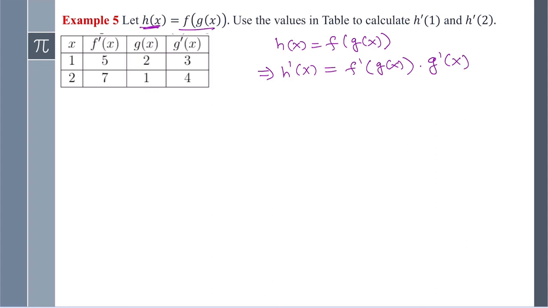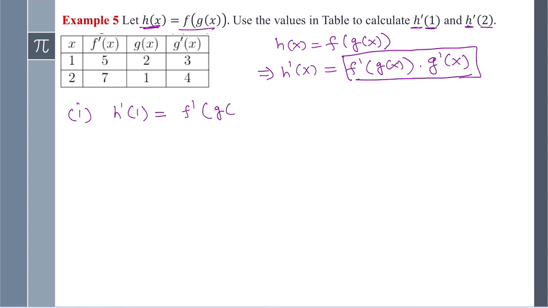Now we are asked to find the derivative of h at 1 and the derivative of h at 2 using that table, okay? So let's do the first one. The first one that we have is h prime of 1. That equals, so if we put it here, we are going to use this, the derivative of h, okay? So we are going to use that one. So that becomes f prime of g of x, but x is 1, times g prime of x, which means g prime of 1. Now we'll use this table to find these values, okay?